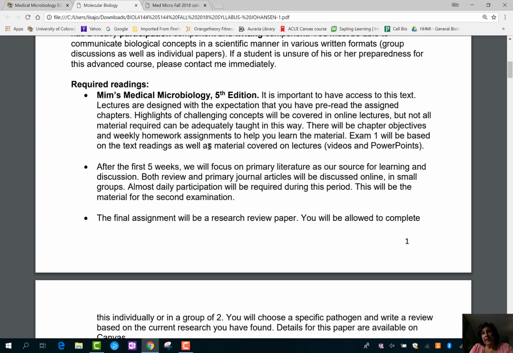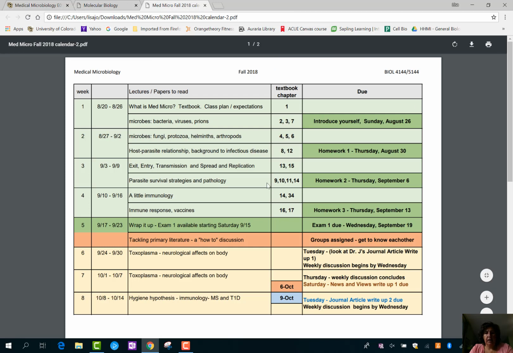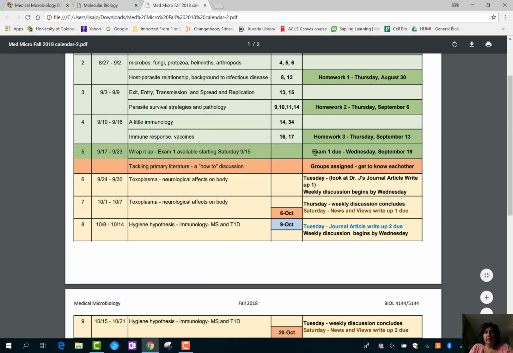The first exam will be based off of the information we talk about from the reading. Then we will focus on primary literature. You'll see there's a calendar, and I've probably over color coded it, but it helps me visualize. The first 4 weeks you have chapters in the textbook to read. Like I said, there are PowerPoints and online lectures that you can access through the modules. You will have 3 homework assignments due, which we'll talk about in a minute. And then to wrap up this section, there'll be an exam.